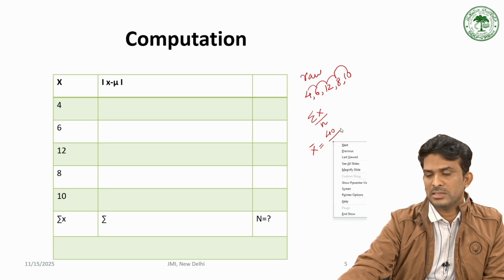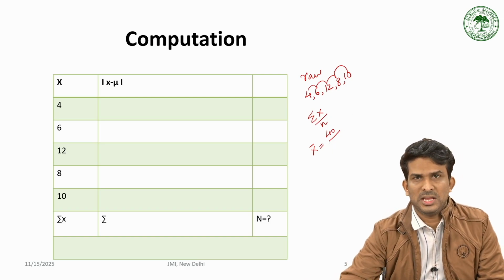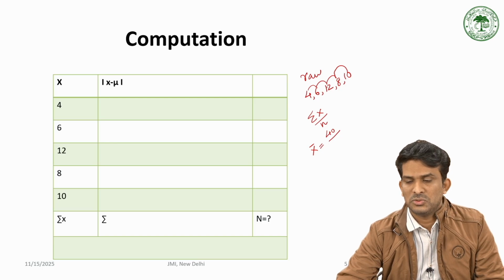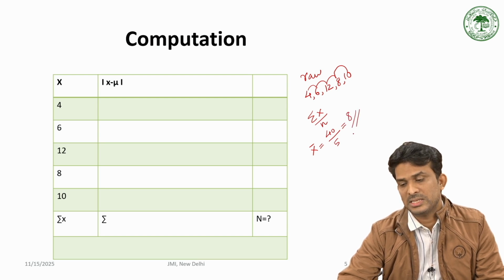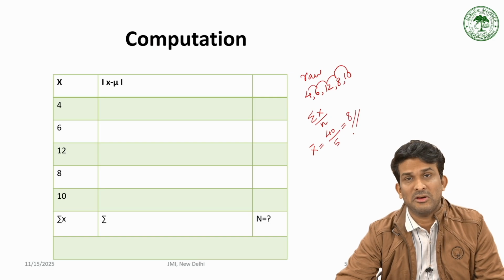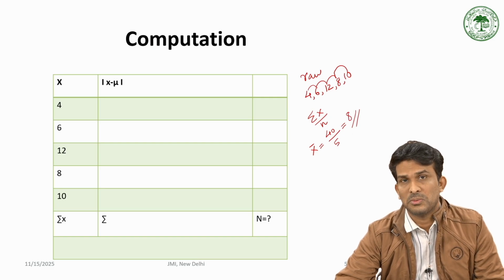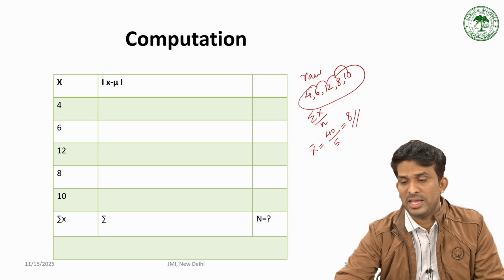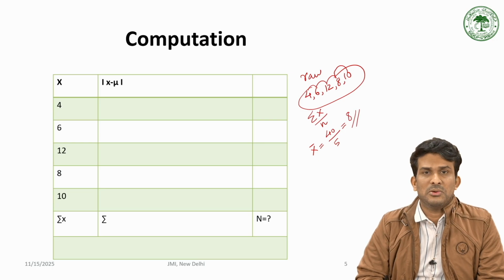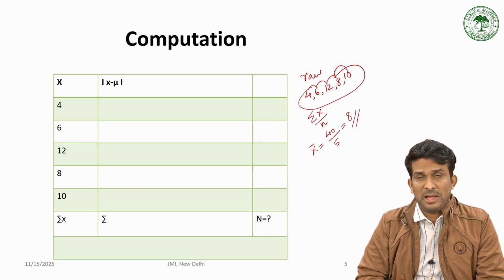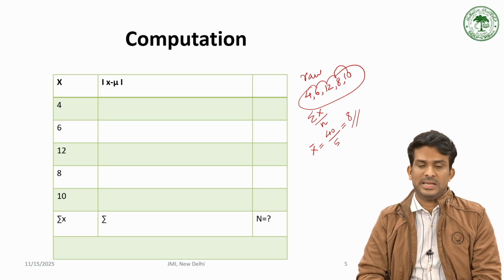And what is n? 1, 2, 3, 4, 5, right? 5 is n. Total is 40 by 5, which is 8. 8 is the arithmetic mean of this specific group of measures, 4, 6, 12, 8 and 10. We have 5 observations and the total value is 40. 40 by 5, we got 8 as the arithmetic mean.